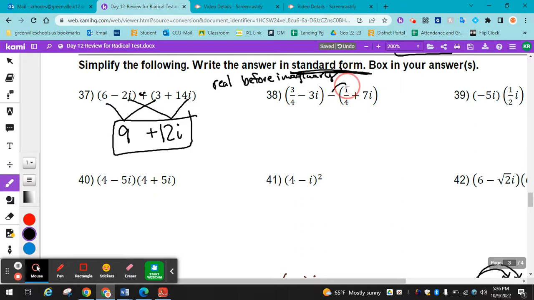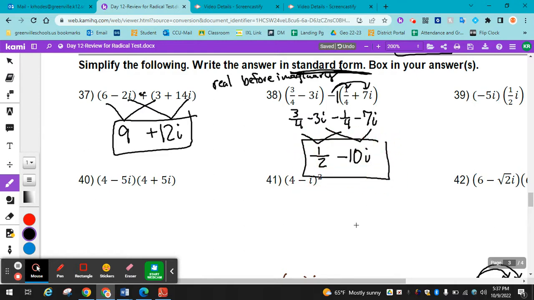Subtracting is the same, but I like to distribute my negatives so I don't forget that I'm not doing negative 3i plus 7i. So this is distributing a negative 1. So that's negative 1/4 minus 7i. Then when I go to combine them, I'm not thinking I'm adding, I am subtracting them. So I already distributed my negative, so now I just combine my real terms and my imaginary. 3/4 minus 1/4 is 2/4, and 2/4 is just 1/2. Negative 3i minus 7i is negative 10i. So 1/2 negative 10i.